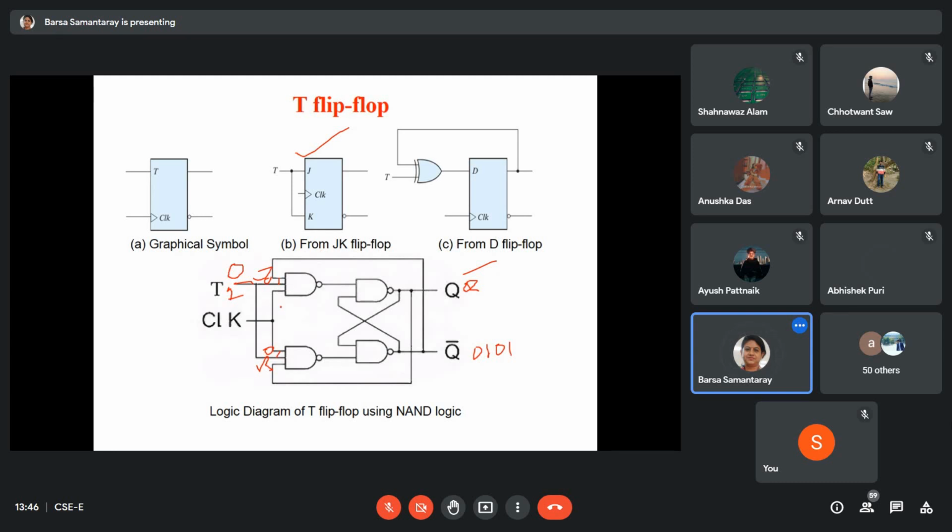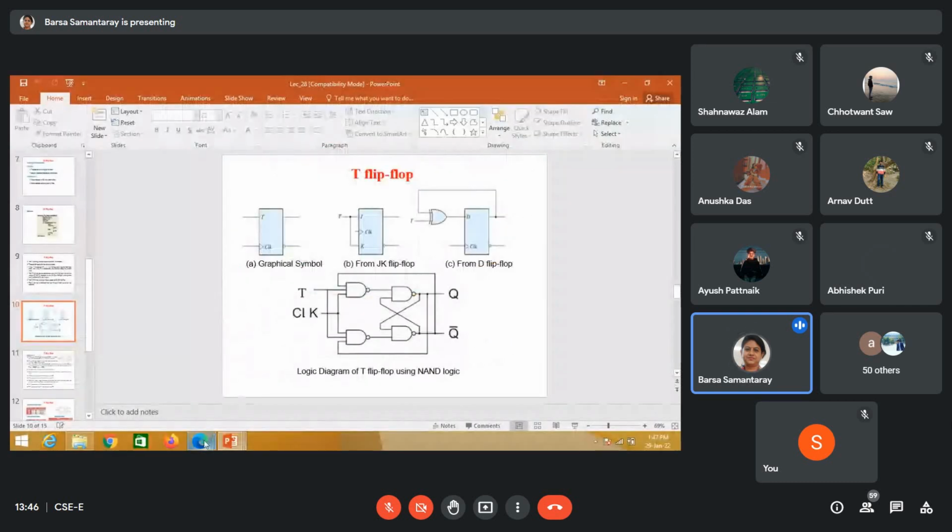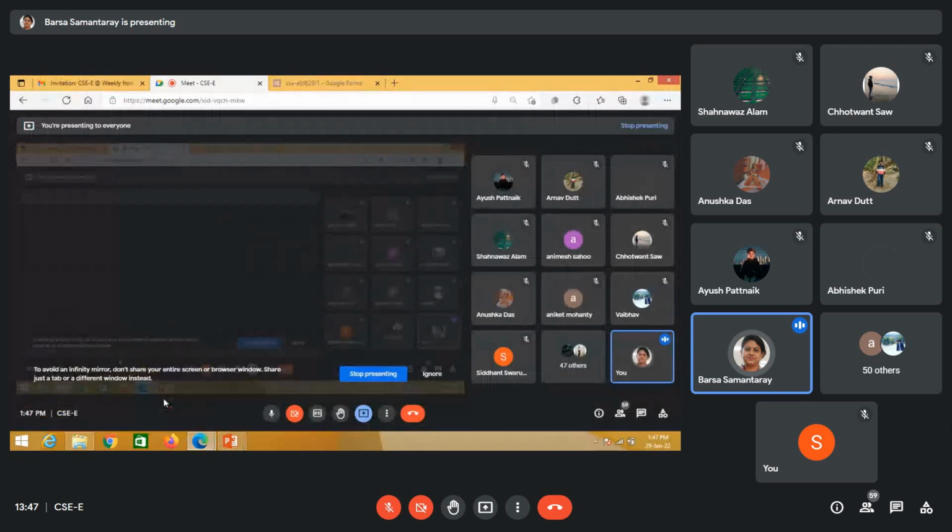Then, with the concept of this flip-flop, we will come to the application of the flip-flop. So what are the applications of the flip-flop? Basically, in your course we are discussing one is counter, another is shift register. So can you tell me what do you mean by counter and what we are going to do in the counter design? What do you guess?